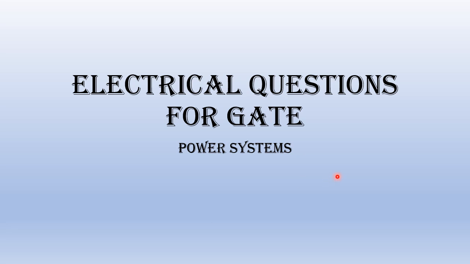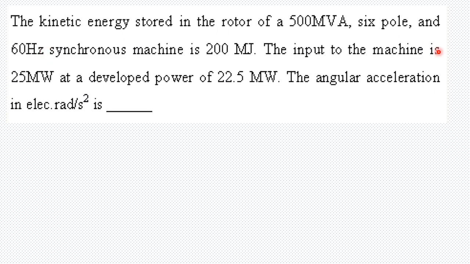Hello friends, welcome. Today we'll be doing a question related to the swing equation. A generator is given to us which is 500 MVA, 6 pole and 60 Hertz. The kinetic energy stored in the rotor is 200 megajoules. The input to this machine is 25 megawatt and it develops a power of 22.5 megawatt.